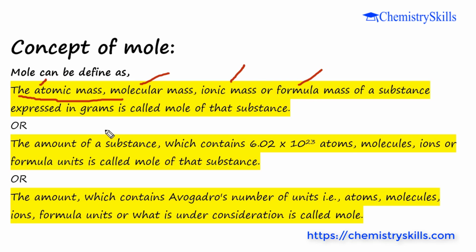You guys must have learned what atomic mass is. Either it is atomic mass, which refers to the masses of atoms, or molecular mass, which refers to the mass of molecules, or ionic mass, which refers to the masses of ions, or formula mass, which refers to the mass of ionic compounds, not ions, ionic compounds.